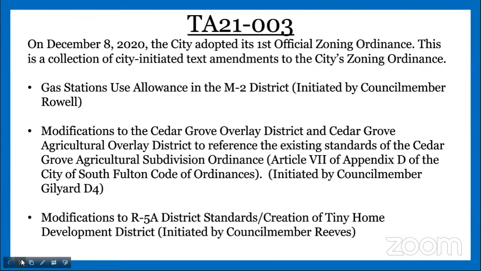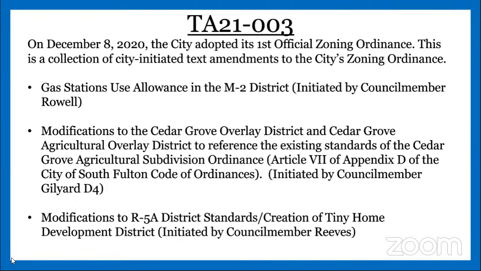And so one particular use that we're looking to amend would be the gas station use allowance. We currently do not allow gas stations inside of the M2 zoning classification. And we're looking to amend that to allow for it within Fulton Industrial Boulevard. It should be a right out allowed use. But outside of Fulton Industrial Boulevard, it will have the special use permit requirement, just as the other gas station uses within the zoning code.